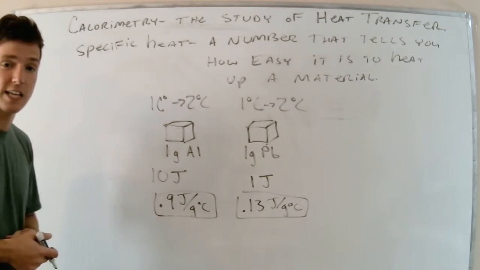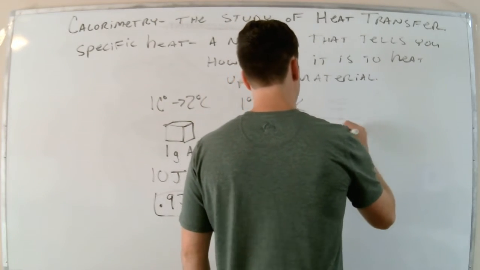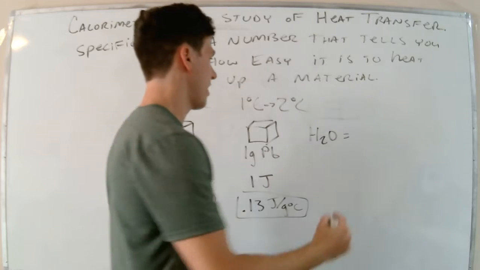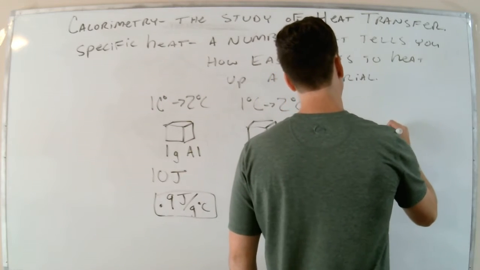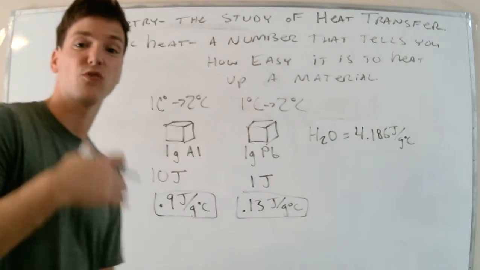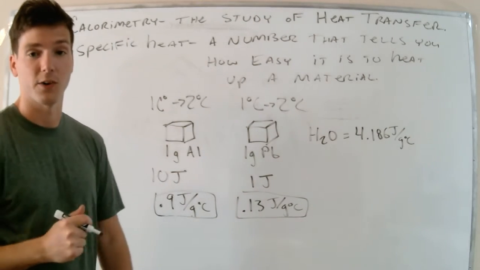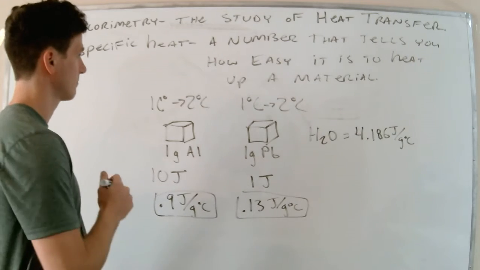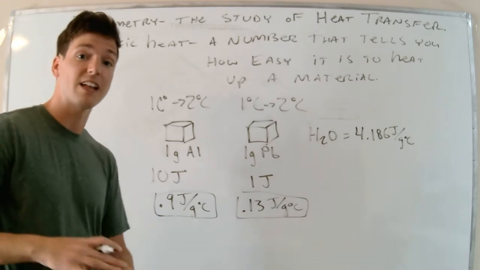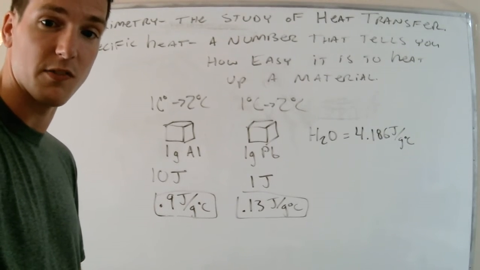The higher it is, the harder it is to heat. Something like water, it has a specific heat of 4.186 joules per gram degrees Celsius. So it takes 4 joules of energy to heat 1 gram of water 1 degree Celsius, okay? So that is specific heat. So now let's go ahead and let's talk about the calculations that we're going to be doing involving specific heat.